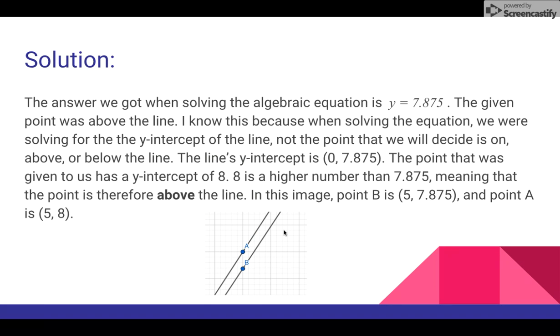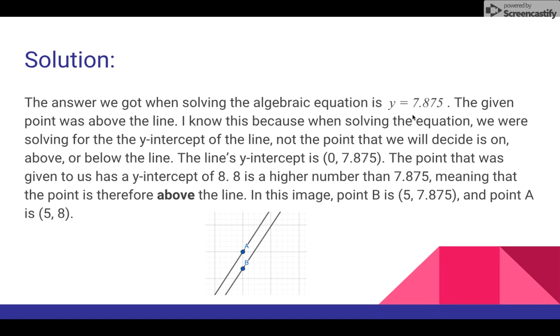The solution we got is the tricky part. Once you get the solution, you have to know how to understand it. To know whether the point is above, below, or on the line, most people think the line is the given point that they give you in the beginning. The example in this problem was (5, 8). Most people think that is the line in the first place, but really what you're finding, the 7.875, is the y-value on the line.